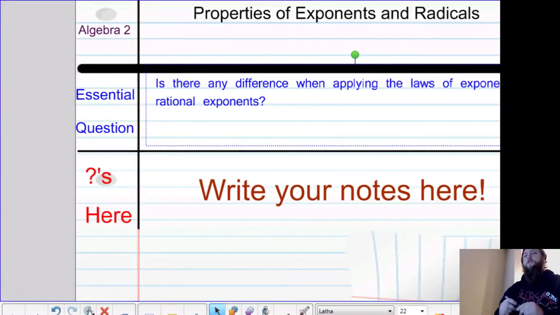Welcome, Algebra 2. This is Properties of Exponents and Radicals. The essential question is: is there any difference when applying the laws of exponents to rational exponents?